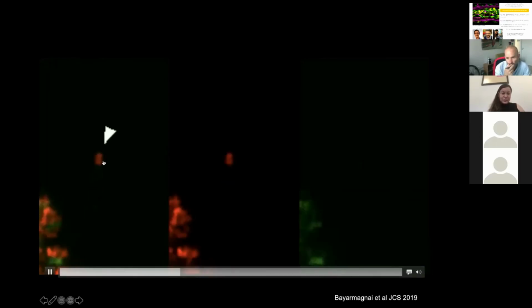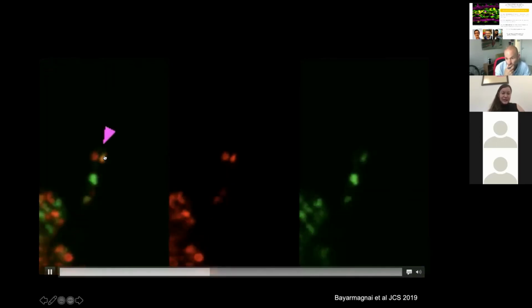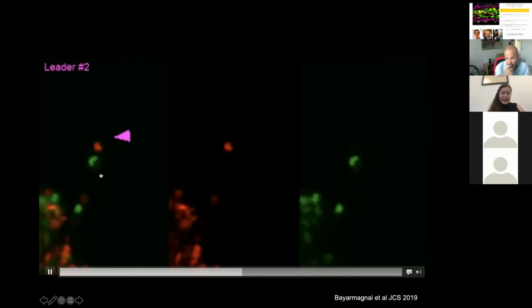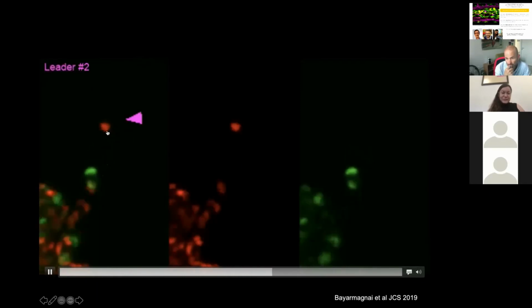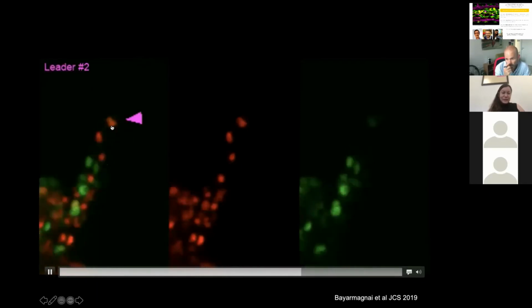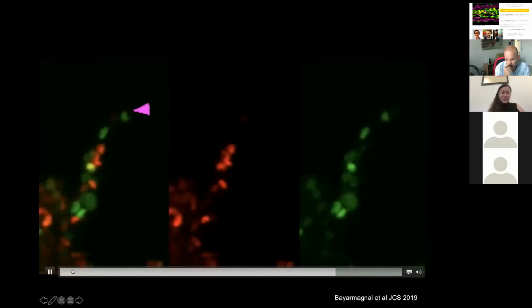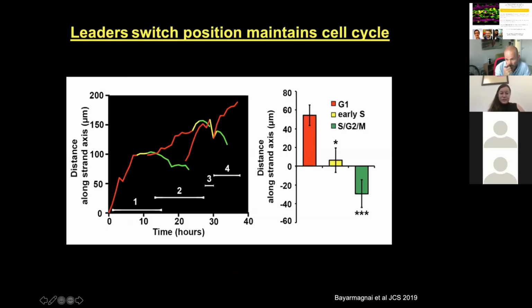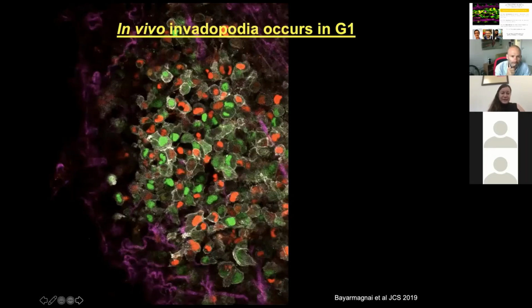And I'm playing the movie here again. So red becomes yellow, and it goes back. The new leader comes, becomes yellow, goes back, and so on. And you can see it here better in this graph. So red becomes yellow. When it's green, goes back. Second leader, third leader, fourth leader. So leaders switch position to maintain the cell cycle. This is something that we're working on modeling right now.